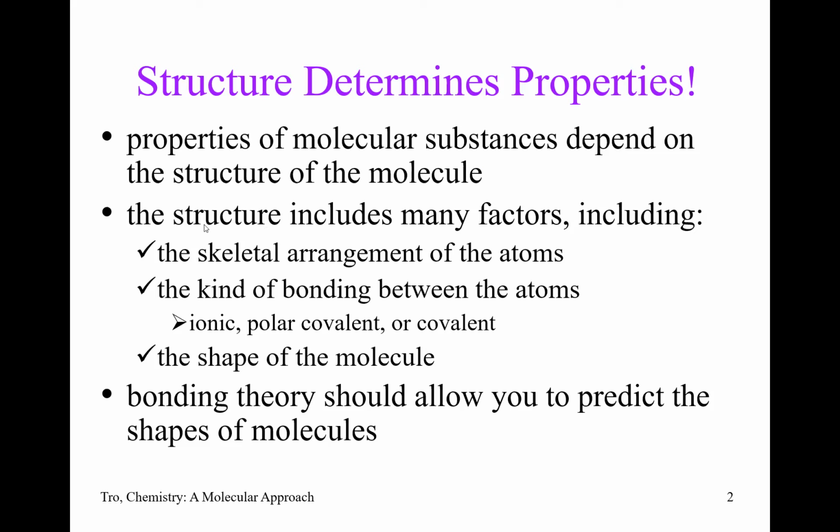So the structure includes several different things, right? The skeletal arrangement, then the type of bonds, and we won't see ionic, and notice it's not that ionic's not important. You need different ions in your body, right? This is like Gatorade's thing. Electrolytes is the term they use, but it's different ions. But mostly what we'll be looking at is these polar and non-polar bonds.